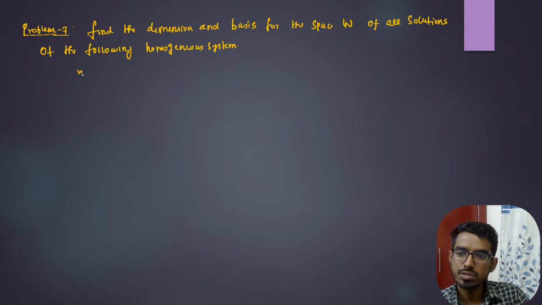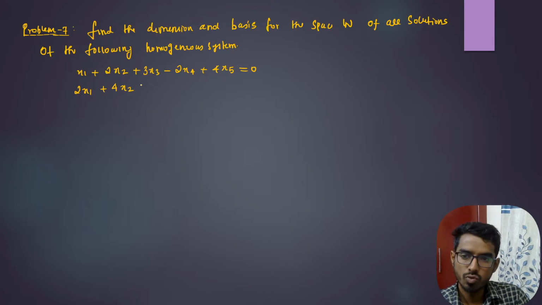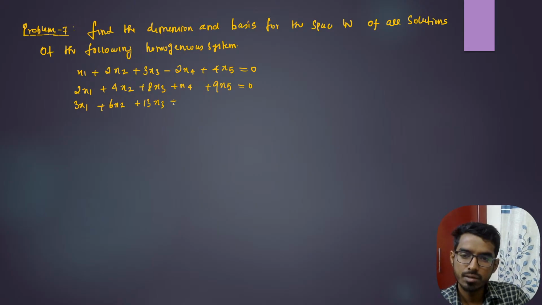The system is x1 plus 2x2 plus 3x3 minus 2x4 plus 4x5 is 0; 2x1 plus 4x2 plus 8x3 plus x4 plus 9x5 is equal to 0; 3x1 plus 6x2 plus 13x3 plus 4x4 plus 14x5 is equal to 0.